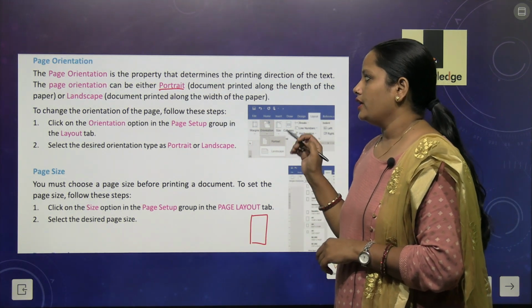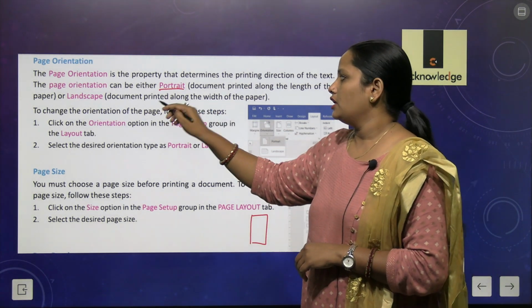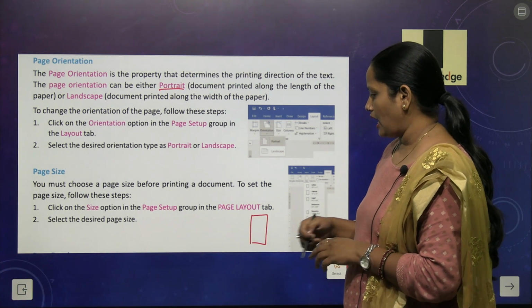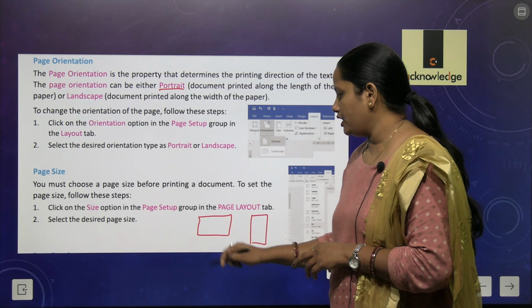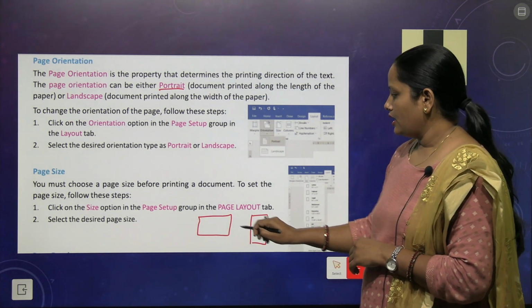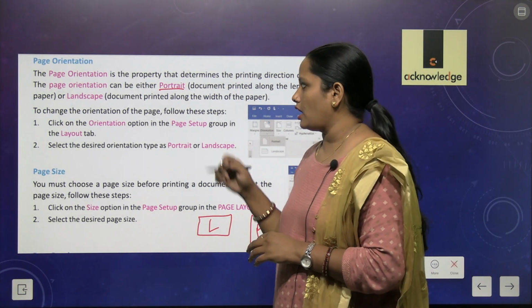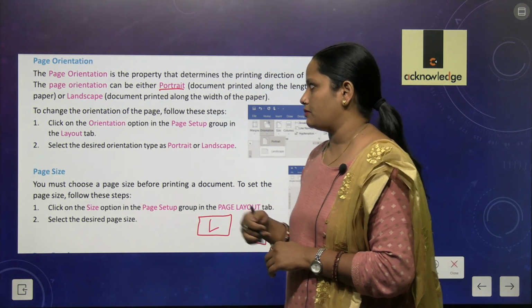orientation. Okay. Next is landscape. In landscape, what happens? The document is printed along the width of the paper. So, this is the width and it will be printed like this. The paper, the print will come like this. So, this is our portrait and this is the landscape. Okay. So, these are the page orientations, portrait and landscape.